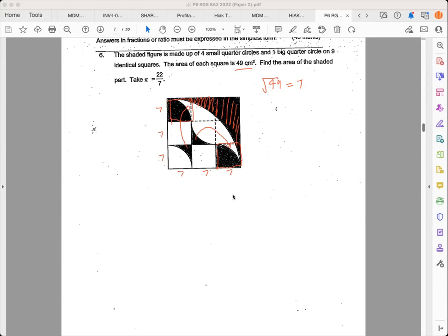So let's find the area of the 2 small squares. 1 small square is 7 times 7, 49. Actually, it's given here. 2 small squares will be 49 times 2, and you get 98. So this is the area of 2 small squares.